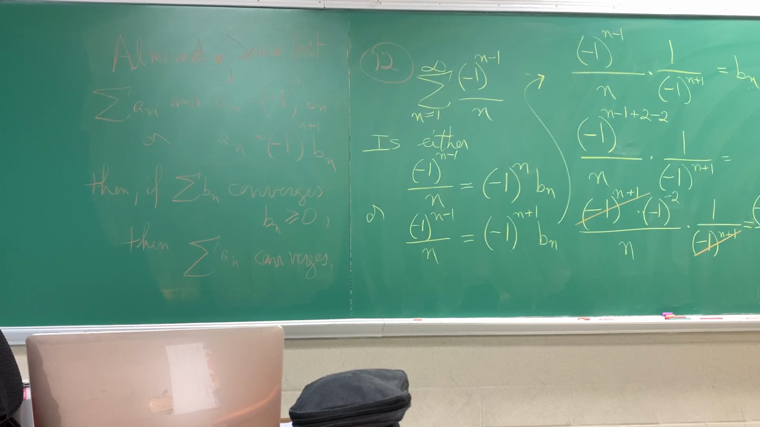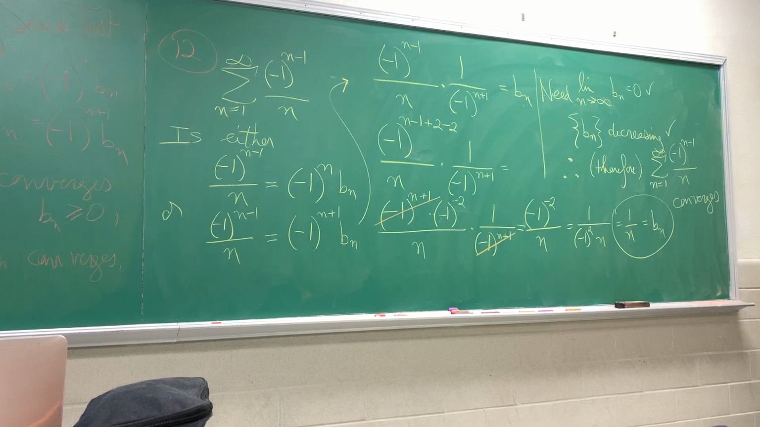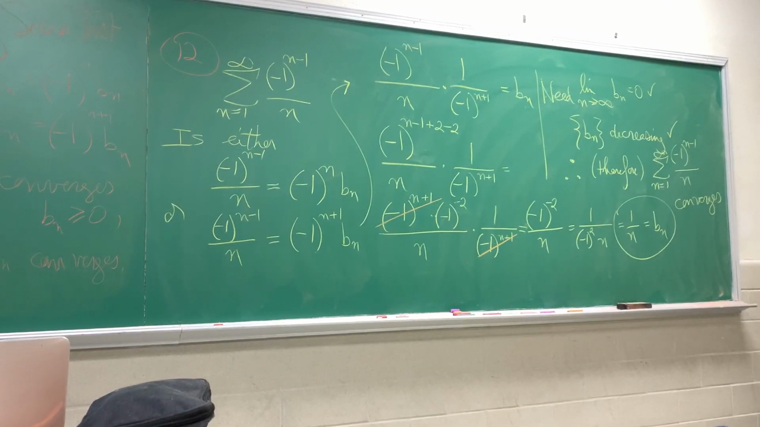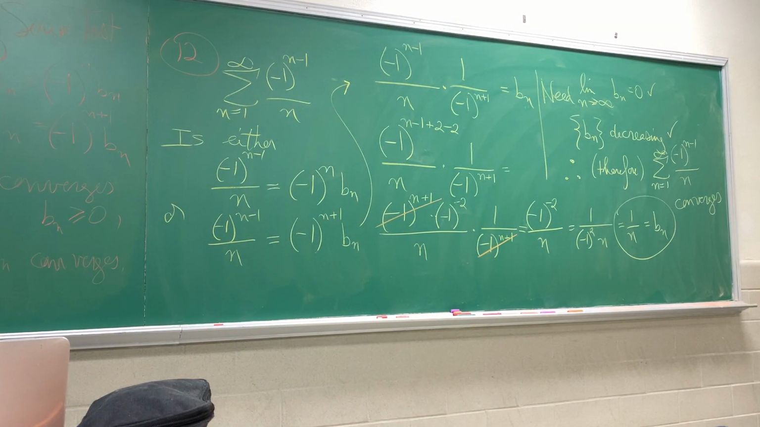And the cool thing about this is that we're not saying that the series of b sub n converges. We're saying that these b sub n's that we're comparing with, the limit goes to 0 and it's a decreasing sequence, but that makes the alternating series converge. Therefore, n plus 1, n minus 1. Let me know when you're good for me to erase.